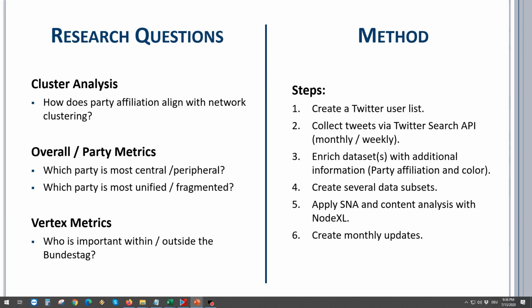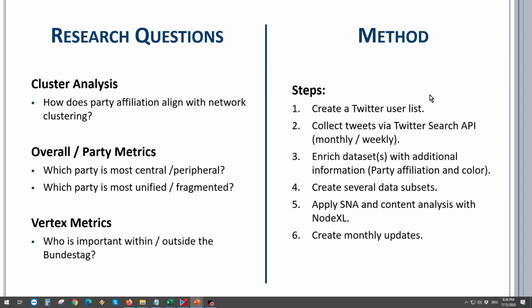And here are the more focused research questions with regard to cluster analysis, overall party metrics, and vertex metrics. With regard to cluster analysis, the question is, how does party affiliation align with network clustering? Regarding the overall party metrics, which party is most central or peripheral, which party is most unified, fragmented? And with regard to the vertex metrics, the question is, who is important within and outside the Bundestag?